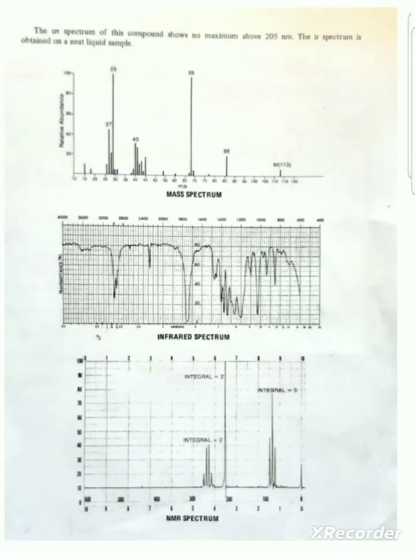Let's try to look at this question. We have this data that we have been given, which is on mass spectrum, infrared spectrum, as well as NMR spectrum, which is nuclear magnetic resonance. The first thing that we need to do is start with infrared spectrum. Then we come to NMR. Then the last part is mass, which will confirm our molecular weight of the compound.